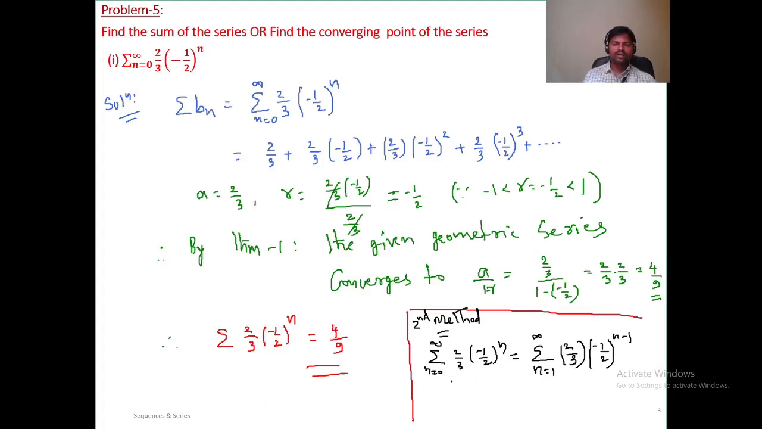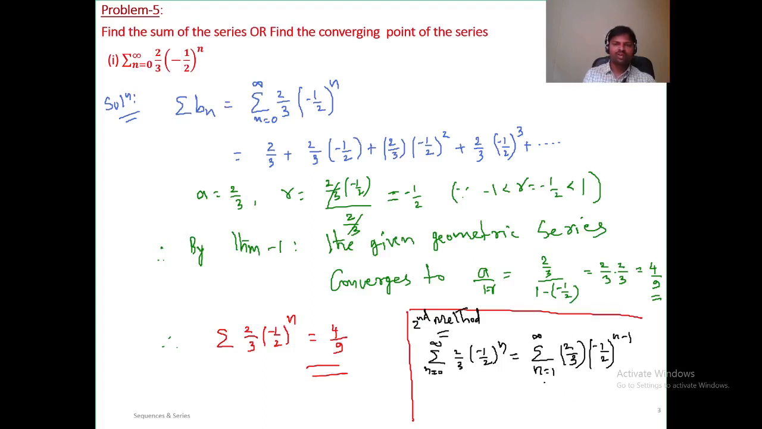So indirectly, what I am writing here, if I substitute n is 1 here, what will we get? First term is 2/3. Look here, what is the first term? First term is 2/3. Next, for the second term, n is equal to 2, you substitute. What will we get? 2 by 3 into minus 1 by 2 whole power 1. Same, look at 2 by 3 into minus 1 by 2 whole power n. Like that, we are getting the same terms.